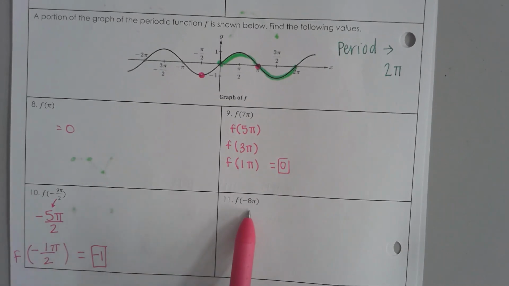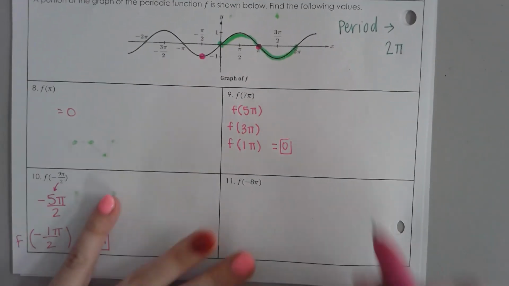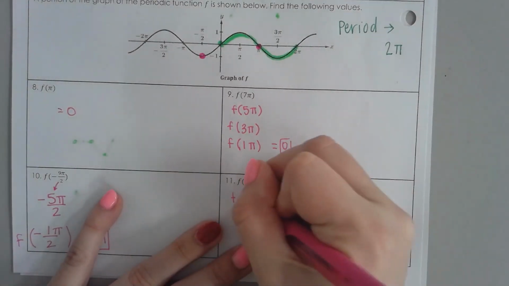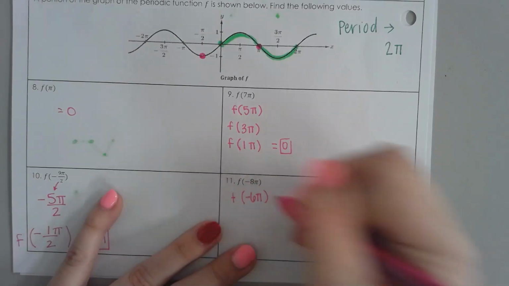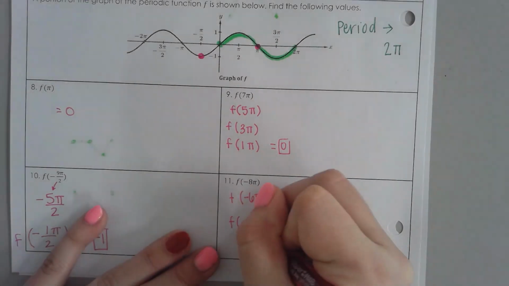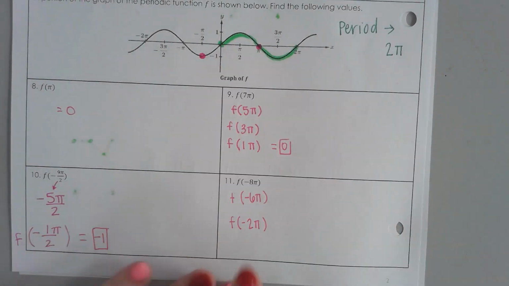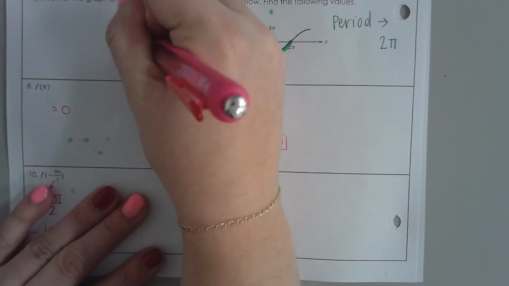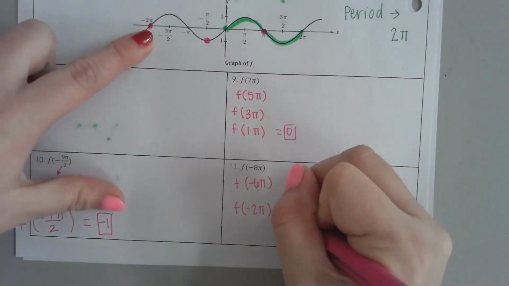F of negative 8 pi, that's the same thing as f of negative 6 pi, negative 4 pi, negative 2 pi. Oh, I have that one. F of negative 2 pi. What's the y value? 0.